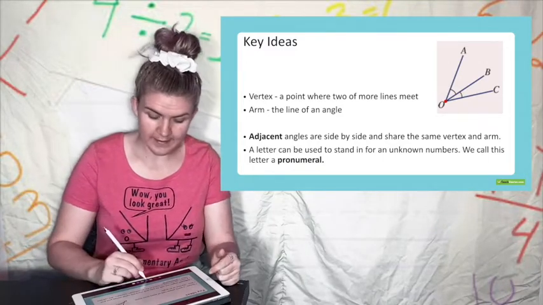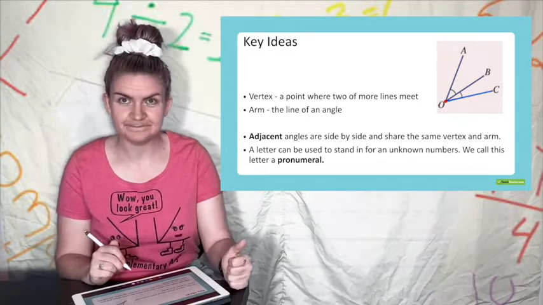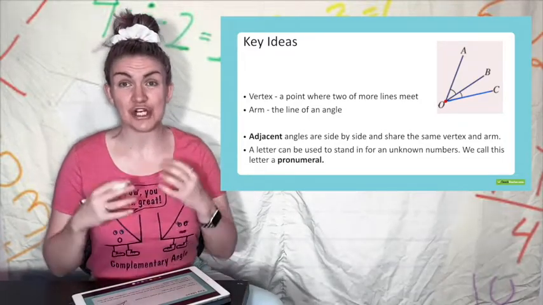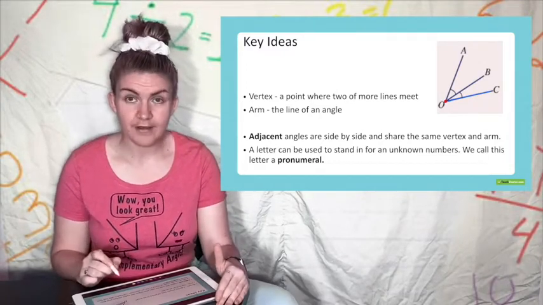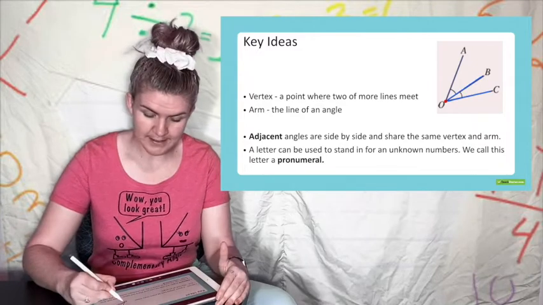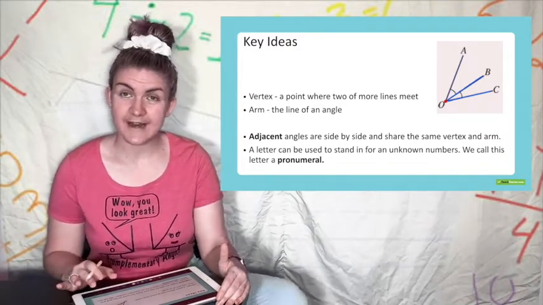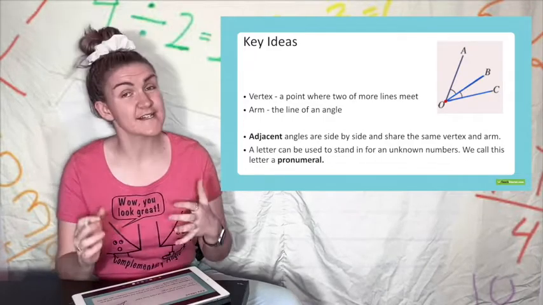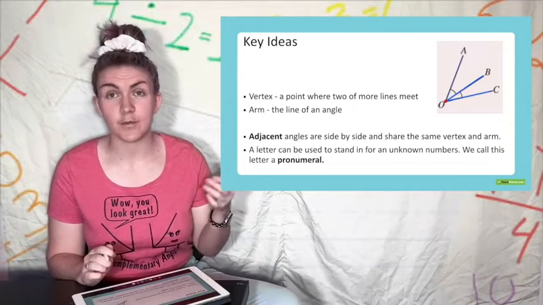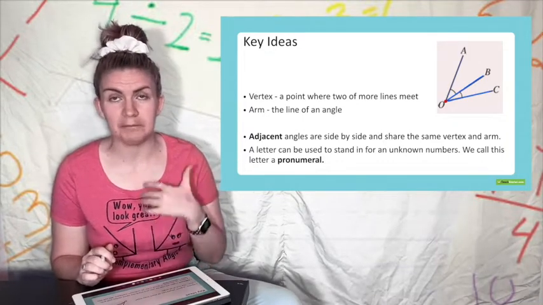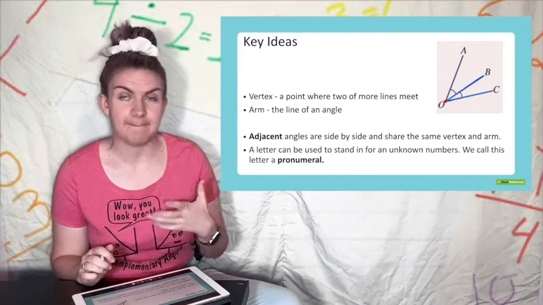Then we call these arms. Okay, these are the arms of an angle. We call arms adjacent if they are right next to each other. So in my diagram here, the line OB, which is this one, and the line OC are adjacent to each other because they are next to each other. The last thing that you need to know is that sometimes when we don't know a number, we can replace it with a symbol or with a letter, which we call a pronumeral, to say we're not sure about what this is yet, we're going to find out how big it is.